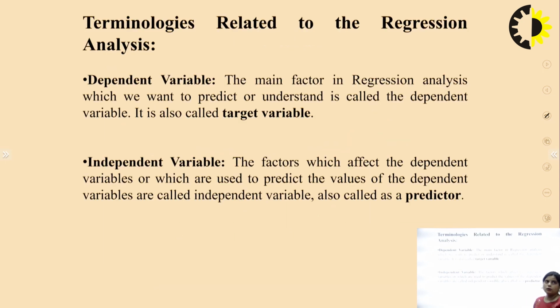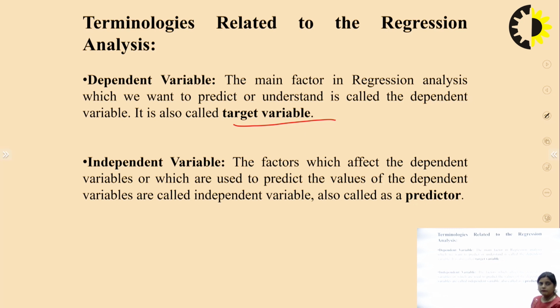Now, the terminologies which are related to regression analysis. The first one is the dependent variable, which is already told by me. So, the main factor in regression analysis which we are going to predict, or which is going to be explained further, is called the dependent variable. It is also called the target variable.